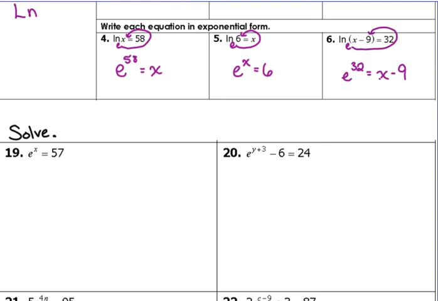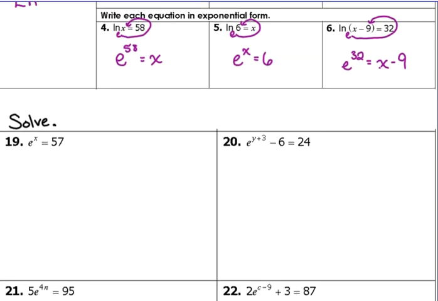Now, some equations here. Again, nothing has changed. The principles are still the same. We just have a different base and a different log. So right here, e to the x, the exponential is already by itself. So we go to logarithmic form. Natural log of 57 is equal to x. That is our exact answer.